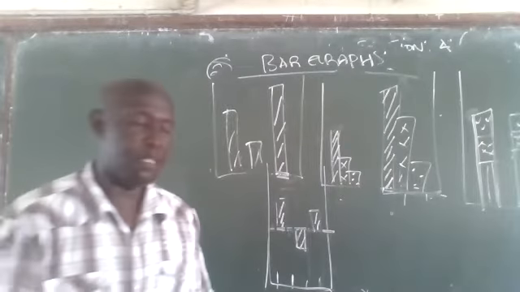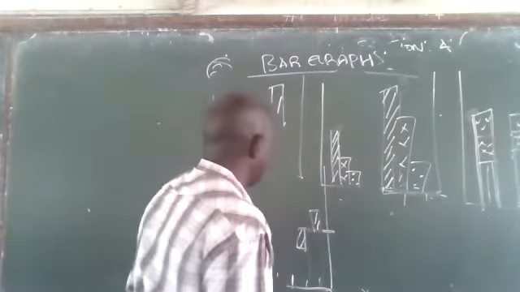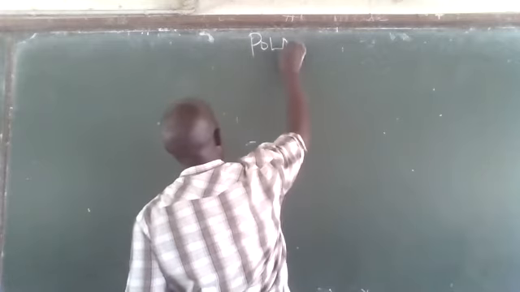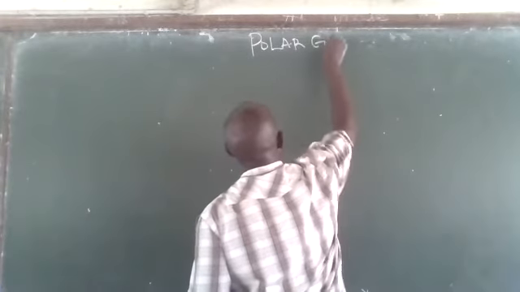This therefore takes us to the circular graphs. Why circular? Because the plotting is going to be carried out in the circular format. So we also say the other name of it is known as the polar graph.